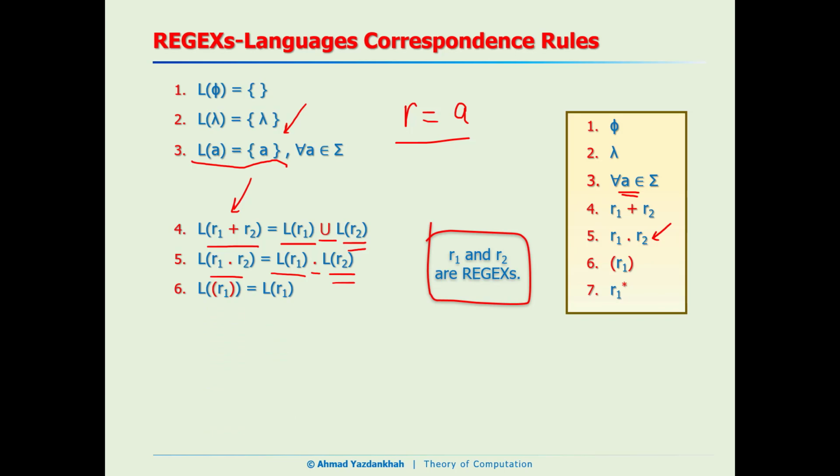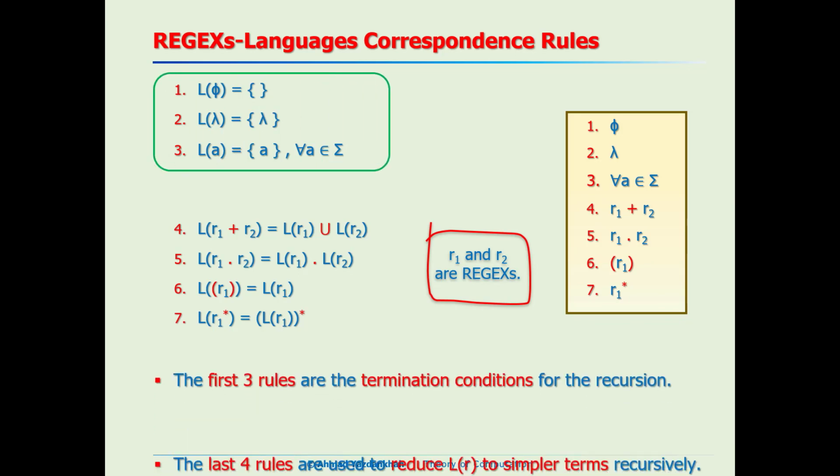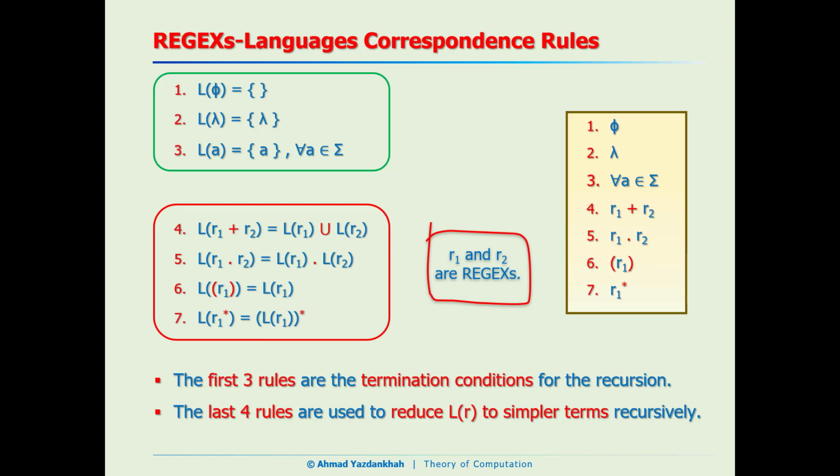The next one is the parenthesis, which has no effect. We can remove the parentheses. And the last one is R1 star. It can go outside of the parentheses like this. So the first three are the termination conditions, and the last four are for reducing in our calculation to make the expressions simpler. We would need some examples to clarify what we said so far.